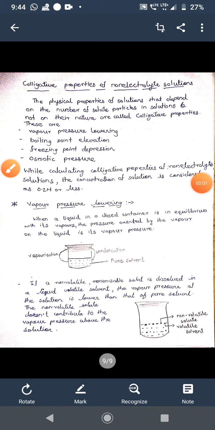Good afternoon students. Today we will discuss the remaining part of the solution chapter, and the topic is colligative properties.